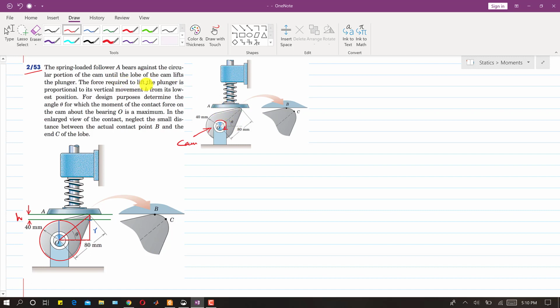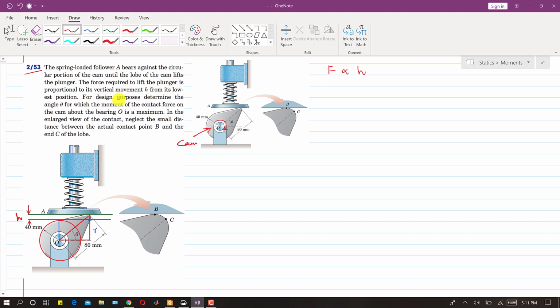So the force required to lift the plunger is proportional to its vertical movement h from its lowest position, right? So the force applied is directly proportional to the height. And the height is what? The distance which the plunger moves up and down, right? So that is the height. So the applied force is directly proportional to this h, right?